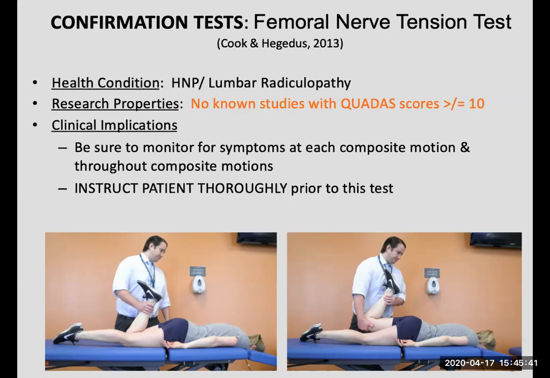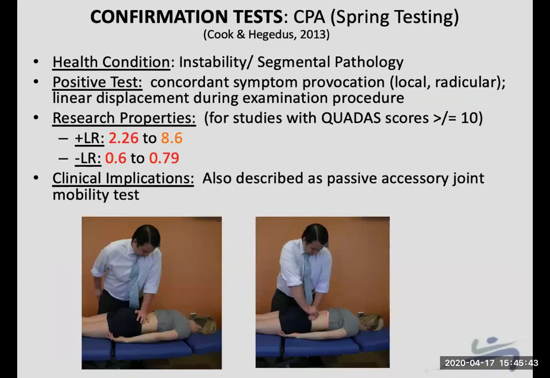for this. Now, our CPA or spring testing, we've talked about that. We looked at a video of that already, but essentially, again, pointing out the greater utility of this as a confirmation of segmental dysfunction. So not the greatest, as we saw with that study when we were talking about joint mobility testing, not the greatest for finding hyper or hypomobility, but a better test for finding our symptom provocation at a given segment or at an affected segment.